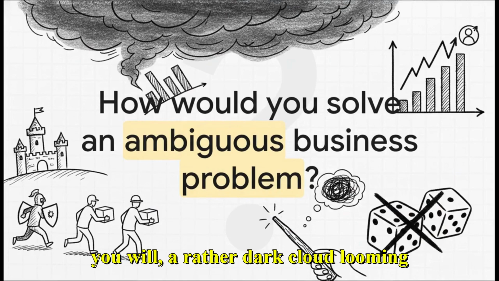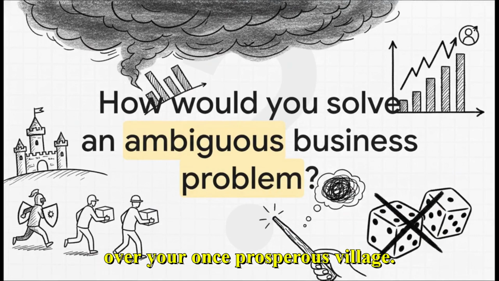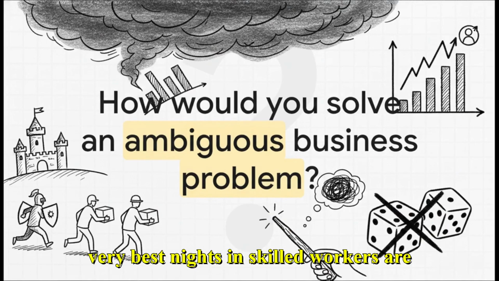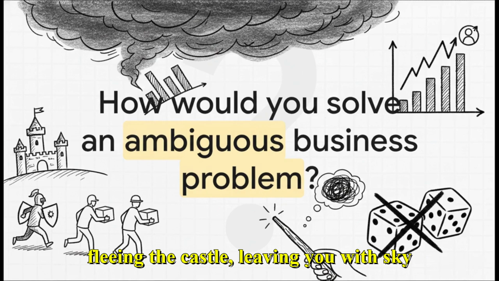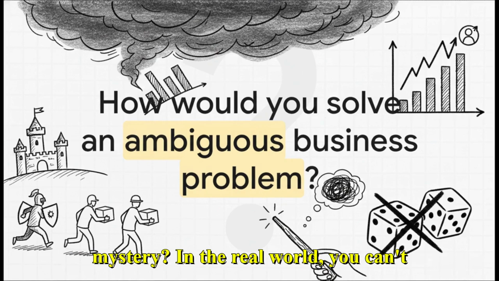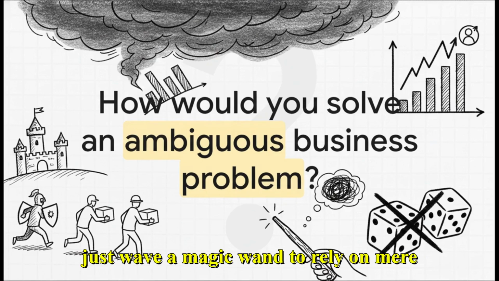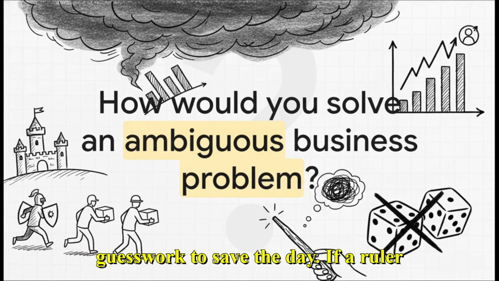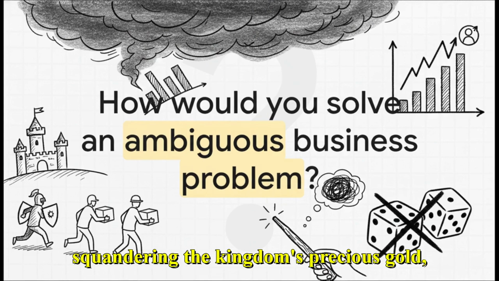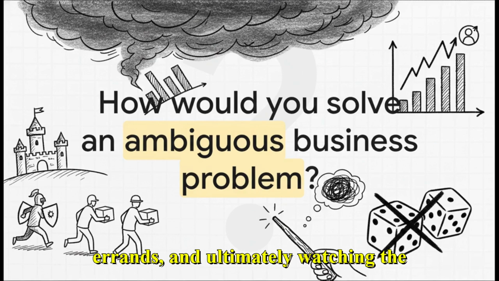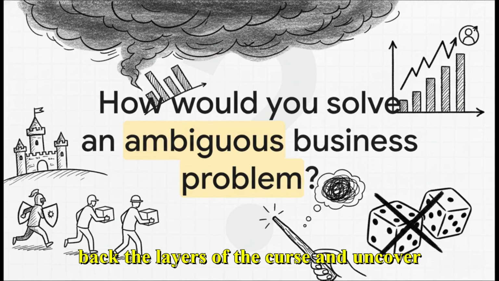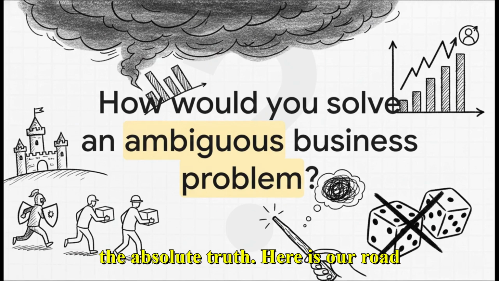Imagine, if you will, a rather dark cloud looming over your once prosperous village. Suddenly, the kingdom's sales are tumbling down a hill, or perhaps your very best knights and skilled workers are fleeing the castle, leaving you with sky-high employee turnover. How exactly would you solve such a massive, ambiguous mystery? In the real world, you can't just wave a magic wand or rely on mere guesswork to save the day. If a ruler relies purely on hunches, they risk squandering the kingdom's precious gold, misdirecting their knights on fool's errands, and ultimately watching the castle crumble. You need a highly structured scientific methodology to peel back the layers of the curse and uncover the absolute truth.